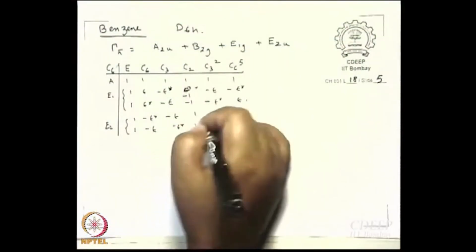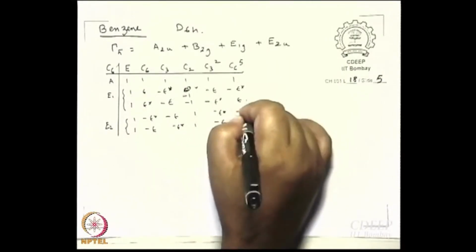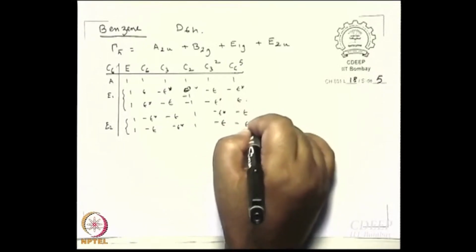They add up to give minus 1. You just worked it out. 1, epsilon star, minus epsilon, minus 1, minus epsilon star, epsilon, okay, and then you have E2, write like this, minus epsilon star, minus epsilon, minus epsilon, minus epsilon star, 1 1, minus epsilon star, minus epsilon, minus epsilon, minus epsilon star.